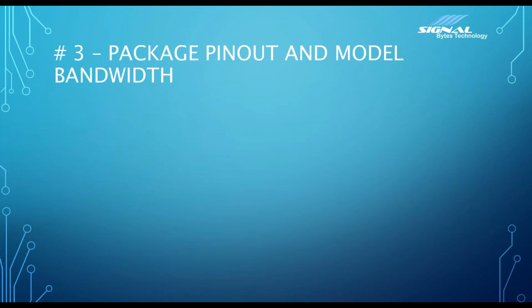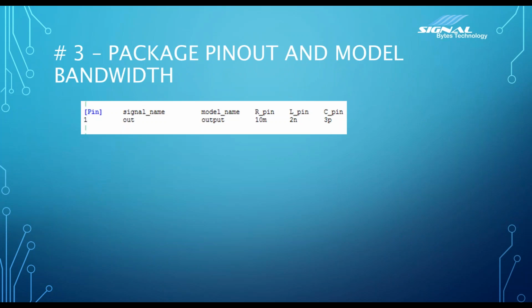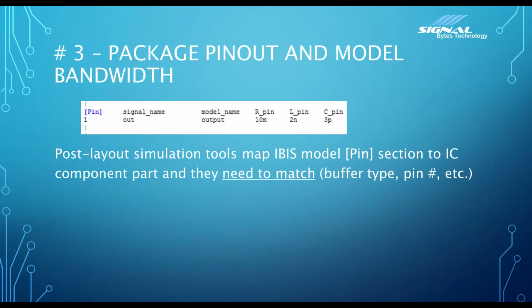So let's talk about the package, okay? This is just a snapshot of the package piece in an IBIS file, right? So you have a pin number and the signal name and then the actual IBIS buffer that it's referenced to, and then your RLC for the pin, okay?